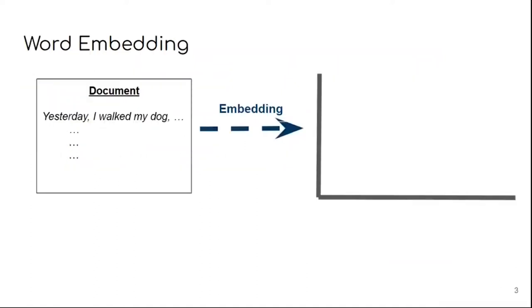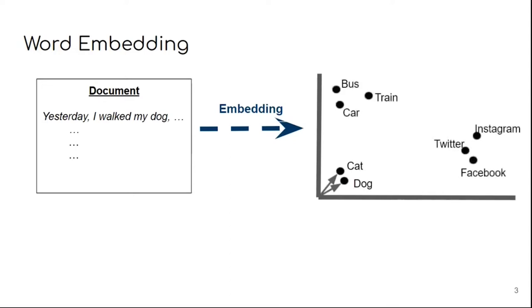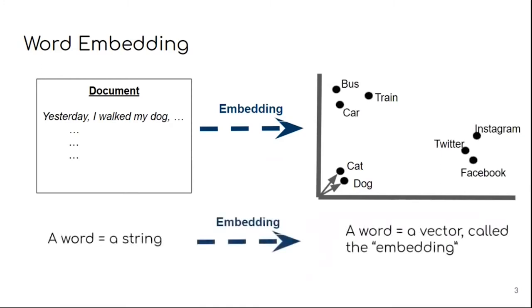The first step in our study is to apply word embedding to our data. Word embedding consists in transforming a word into a real valued vector. Two words that are used in similar contexts will be close to one another in the embedding space. For example, cat and dog will be close in the embedding space, as well as car and bus or Twitter and Instagram. Word embedding changes the representation of a word. It goes from a string to a real valued vector.